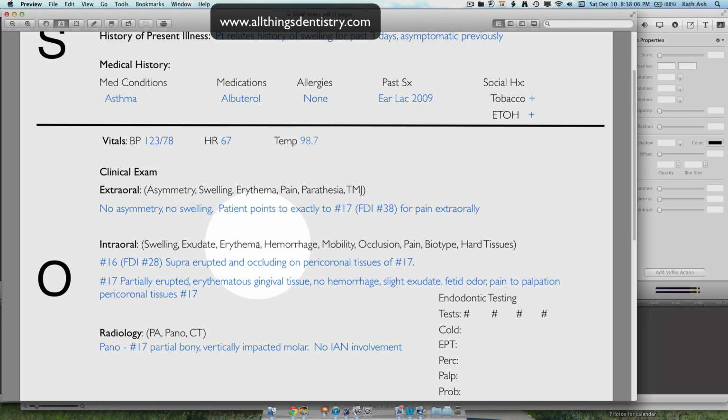Little memory words here, so I'm looking for those things: swelling, exudate or pus, erythema or redness, any hemorrhage, also known as bleeding, mobility, occlusion, pain, biotype, and hard tissues. The last two are not typical of what you'd be looking for, but if it's going to be a comprehensive patient down the road, it may help in your overall assessment. So in this case, I wrote down tooth number 16, etc., and tooth number 17.